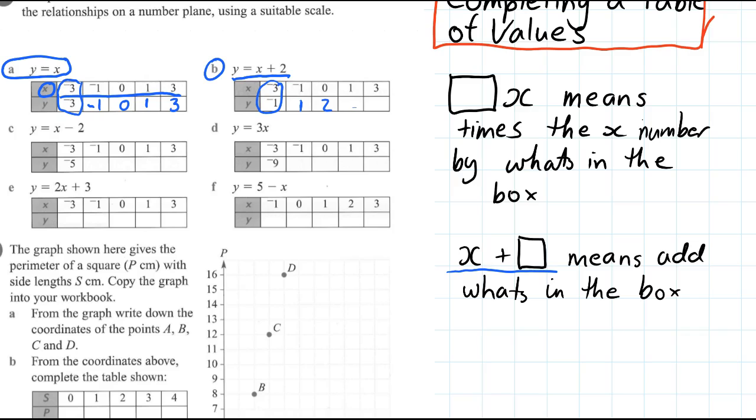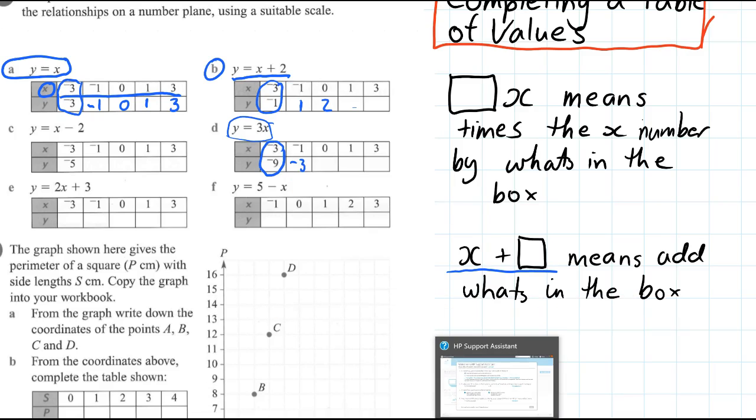Okay, I'm keen to do question D, where you've got 3x. This pattern here with a number in front of the x means times whatever x is by that number. So for the first one, they've taken minus 3, times it by 3, and gotten minus 9. So that's correct. Then we've got minus 1, times it by 3. 3 lots of minus 1 is minus 3. 3 lots of nothing is nothing. 3 lots of 1 is 3. And I'll let you do the last one.